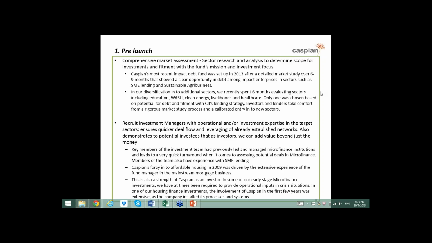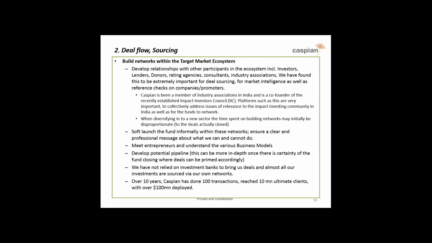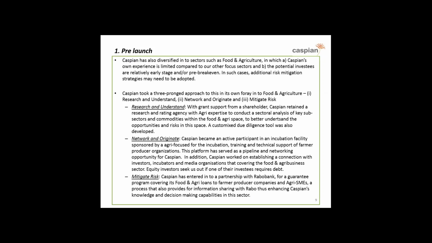Slide on the, okay. So like Shilpa mentioned, we ventured out of our default comfort zone of financial inclusion with our debt fund, which we set up in 2013. In some sense, it was one sector where, while most of our team members have had some experience of the food and ag sector, it was not really the direct experience of running food and agribusiness operations.